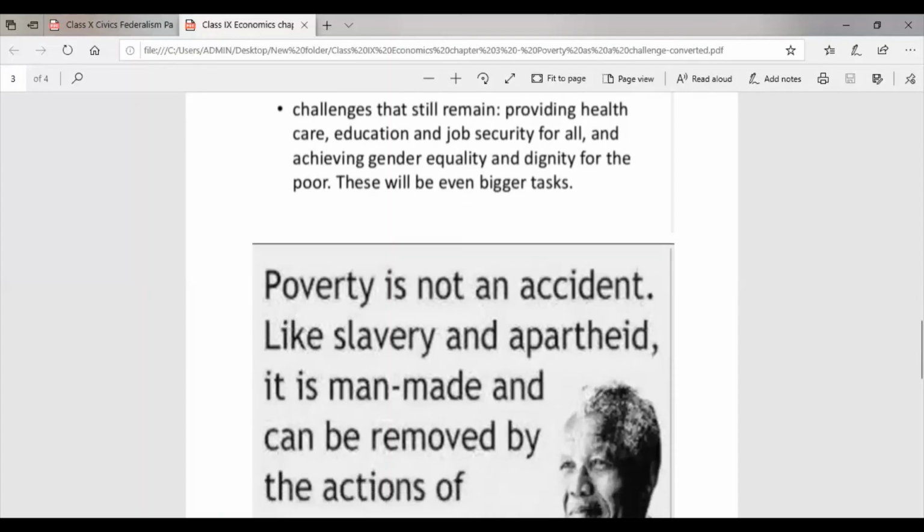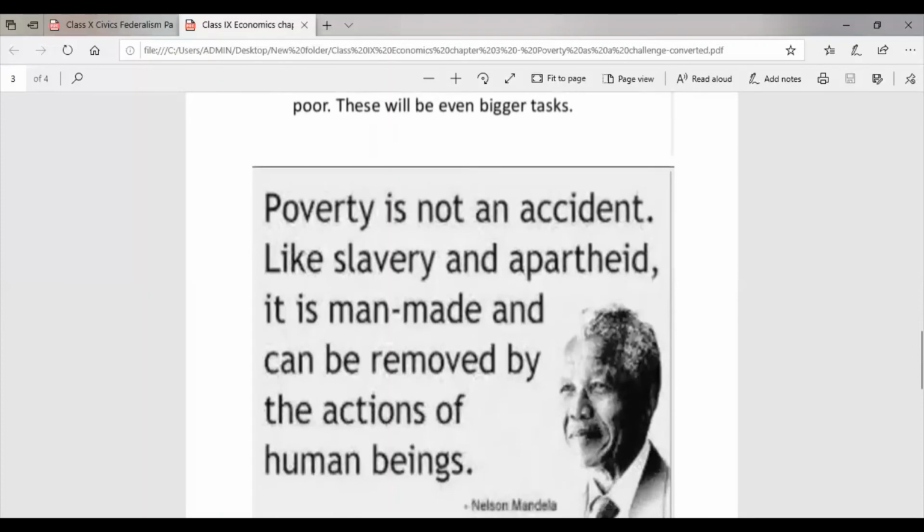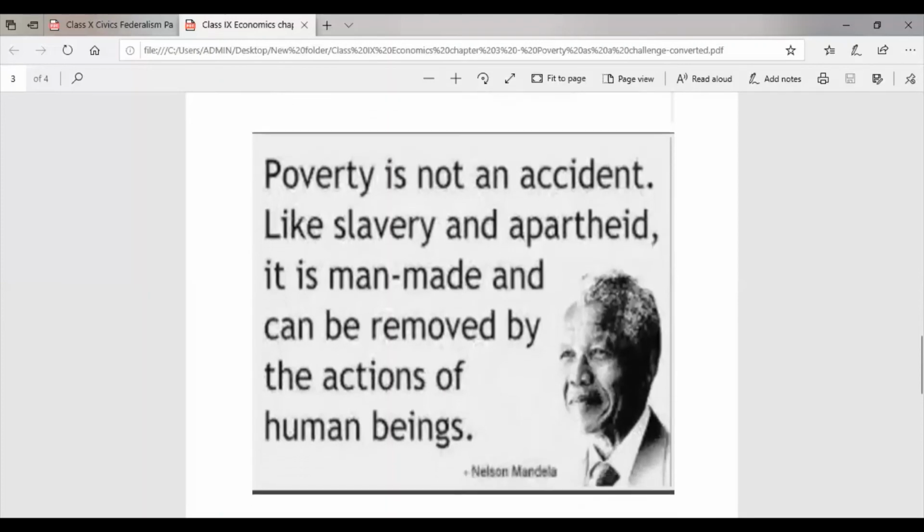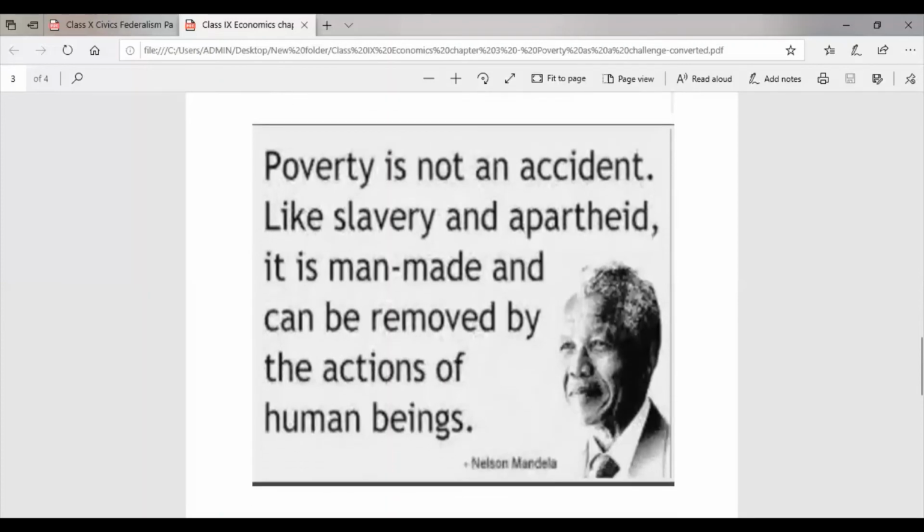Here in this slide, you can see a quote said by Nelson Mandela. Poverty is not an accident like slavery and apartheid. It is man-made and can be removed by the actions of human beings. Now let's have a quick recap of today's class.